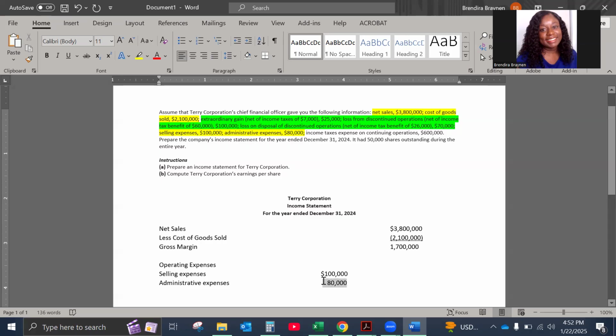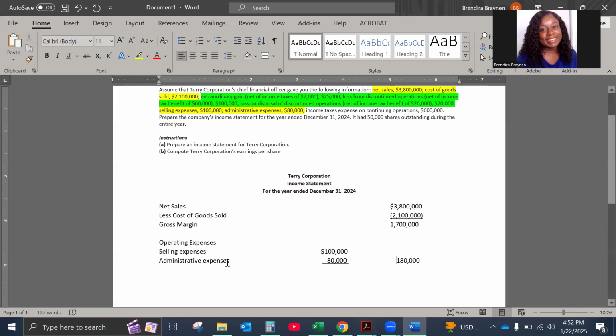In this instance, I'm going to underline. Our underlines are very important. And so that means my total operating expenses is going to be 180,000. Okay. Now we know that when we get our expenses, gross margin minus our operating expenses was our income from continued operations. And so we're going to put that in there as well, right below. So income from continued operations.